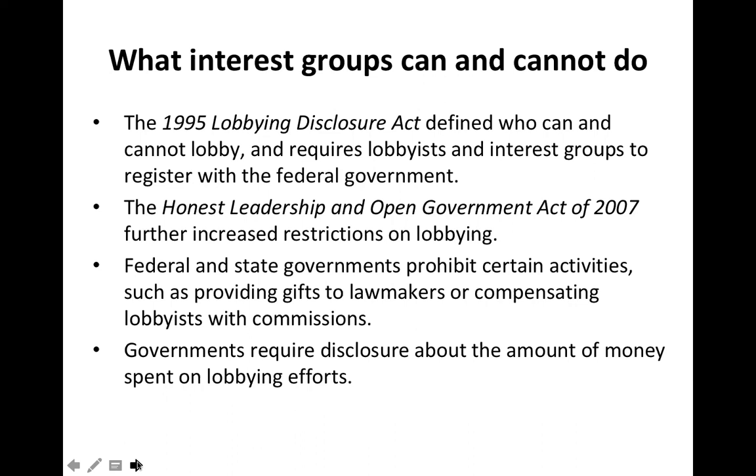We can't say, hey, I represent big pharma, I want this bill passed, here's a Maserati. Federal and state governments prohibit certain activities such as providing gifts to lawmakers or compensating lobbyists with commissions. They require disclosure about the amount of money spent on lobbying efforts. A lot of this is information you can find. It's public information because we want to have transparent government where there is accountability.